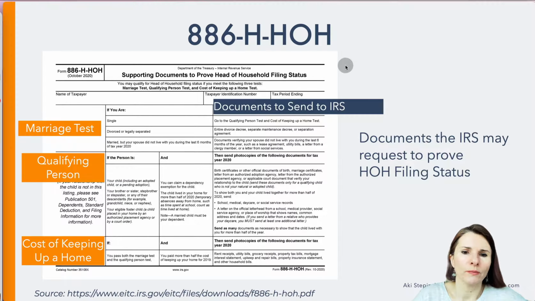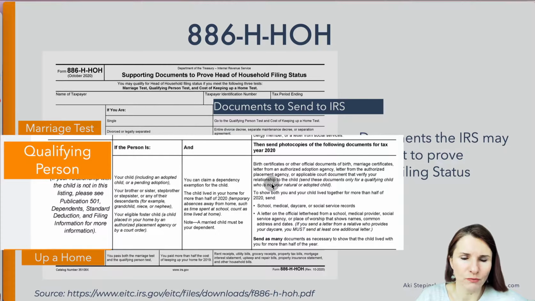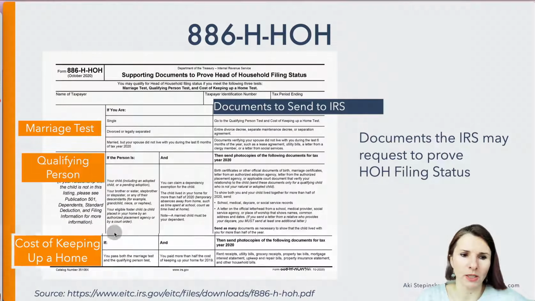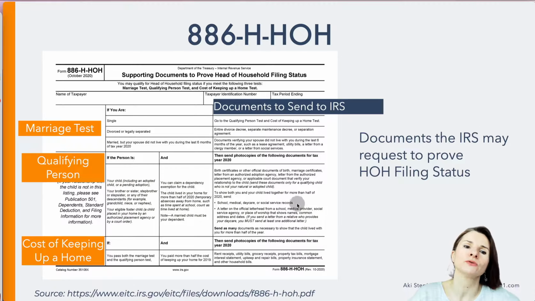If you use this form, it goes over some of the things you might be asked to provide to the IRS. For example, for the marital test, you might want documents to prove that you did not live with your spouse for the last 6 months of the year. If you have a qualifying person, make sure that the child resides at your address; you might need school or medical records or birth certificates and so on. For cost of keeping up a home, they might ask you to provide utility bills, rent receipts, and so on. So this document helps you see what information you should have.